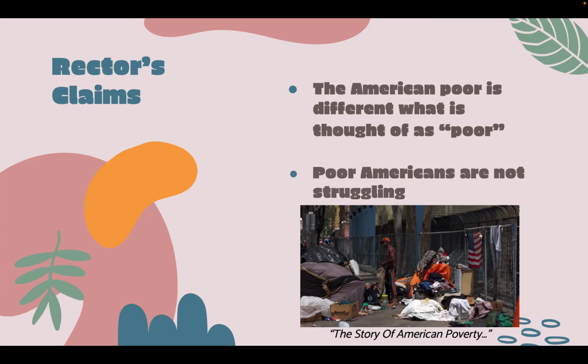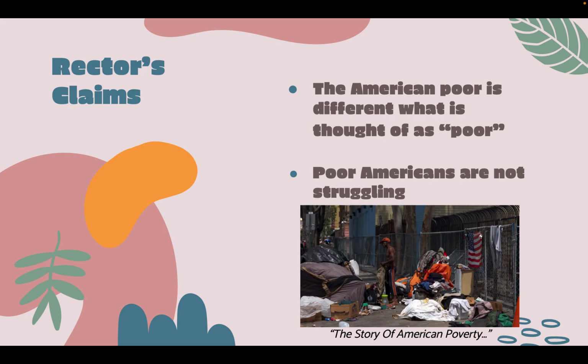Rector claims that the American poor is different than what is typically thought of as poor, which is being deprived of basic needs and economic resources. He believes that most poor Americans are not actually struggling to survive. He supports this claim with the fact that most Americans are able to pay their bills and put food on the table, as only 1.5% of households in the U.S. are unable to get sufficient food, and 6% are sometimes unable to get sufficient food.